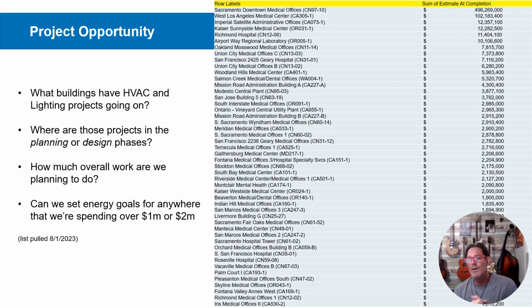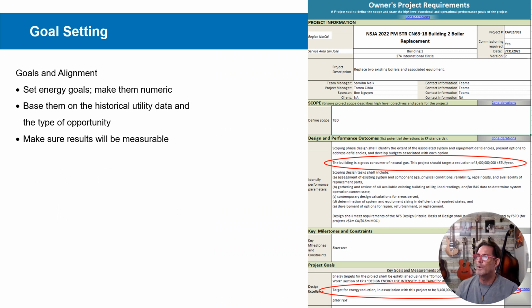And so the idea here would be that any time we're spending more than $1 million or $2 million in a building, we should set some clear energy goals and then follow those energy goals through with the projects. In my ideal world, those energy goals would be numeric, and they would be literally stated in the OPR. This is an example that we recently worked on with a project manager, where we came up with an estimate of the savings that's available, and then literally put the number right into the OPR.